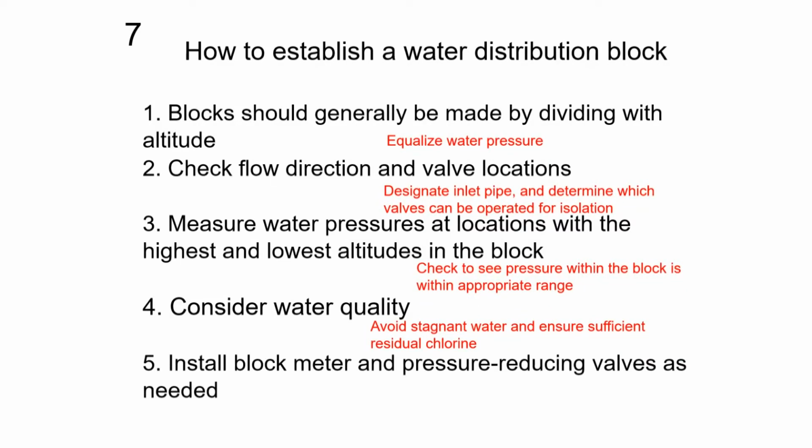Fifth point is installation of block meter and pressure-reducing valves when necessary. Installing a block meter, a flow meter installed at inlet, enables measurement of distributed amount to the block. Comparing the amount with the sum of meter readings of customer consumption tells us the amount of water leak within the block. When pressure turned out to be excessive, pressure-reducing valves are installed to ensure proper pressure.